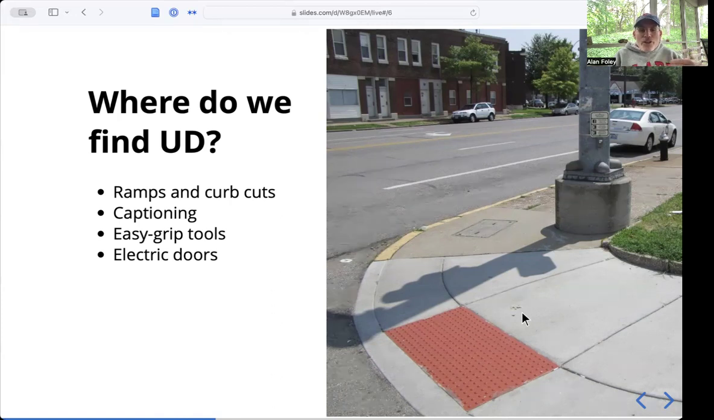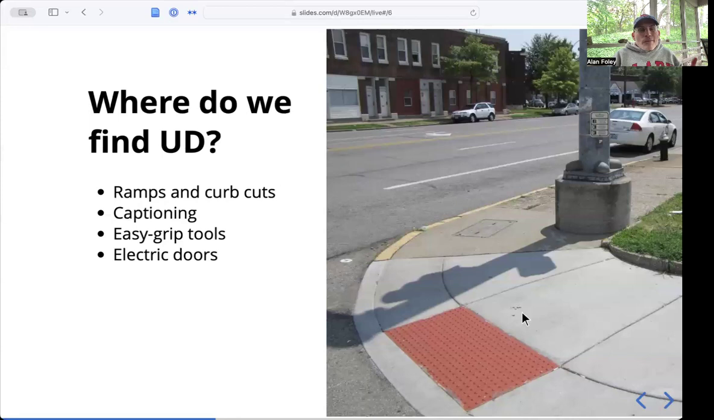So the sidewalk was retrofitted with a curb cut. The curb cut was retrofitted with this kind of plastic or composite rectangle that provides a tactile reference point to indicate that the sidewalk is ending, the street is beginning, also provides some traction, things like that. Where else do we find universal design?